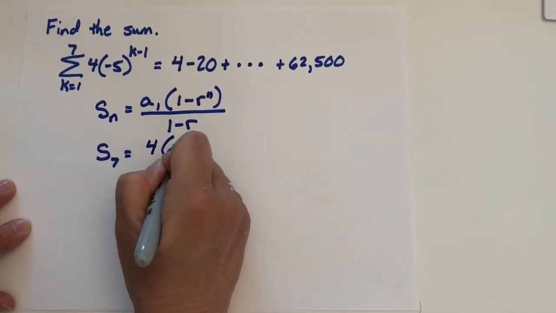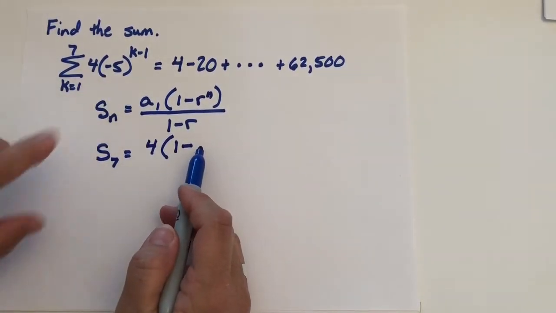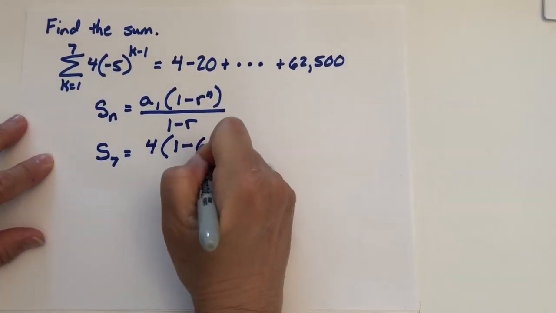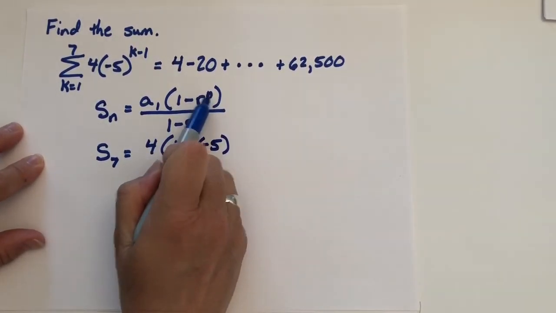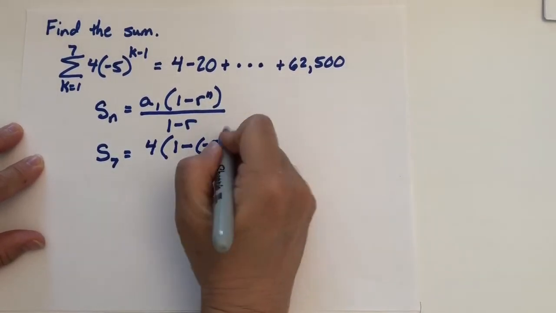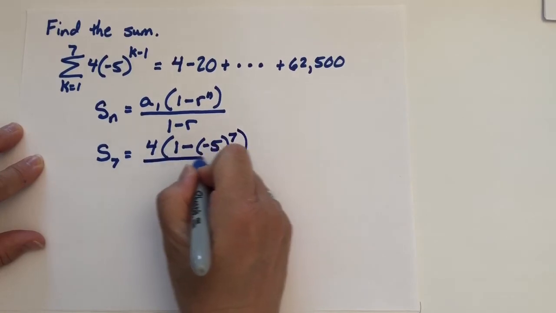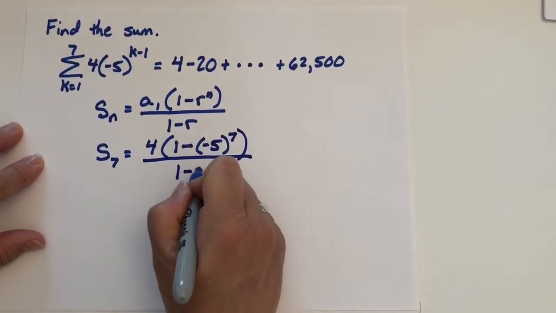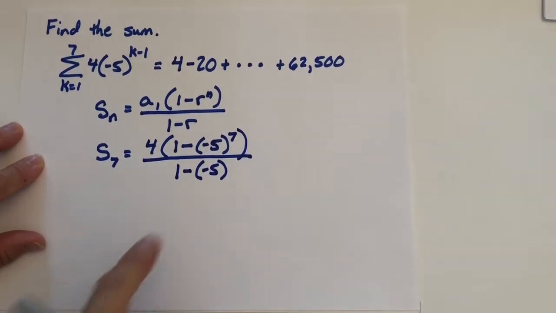We substitute in our r value. R is -5. And we're going to put in an exponent of 7. There's n, r to the nth power. So we're going to raise that to the 7th power. Divided by 1 minus, and you do have to take care. I find that some of the mistakes that people make are not being careful with the signs here.